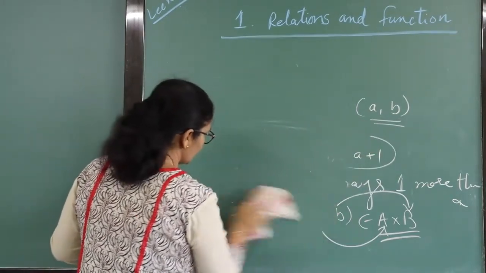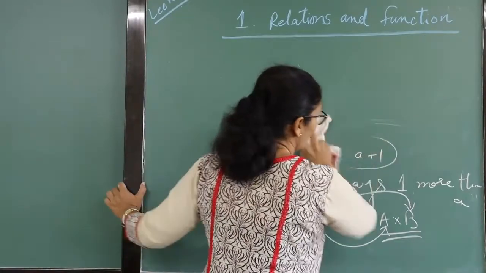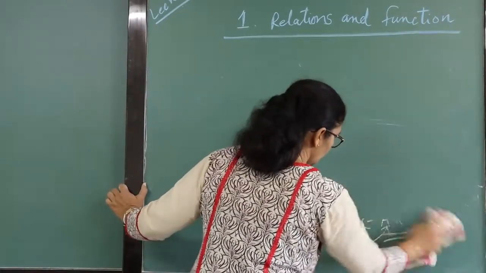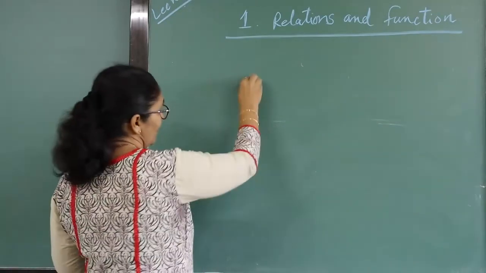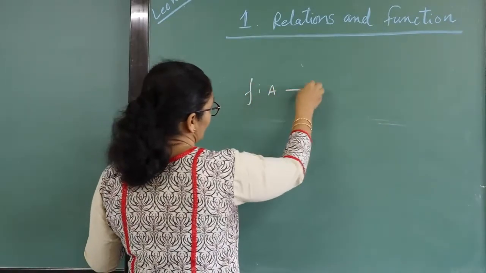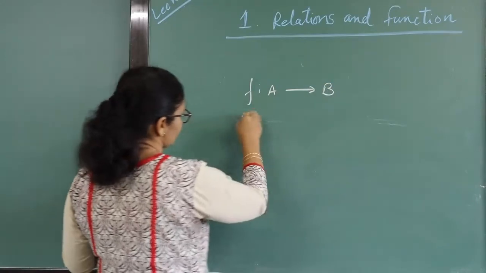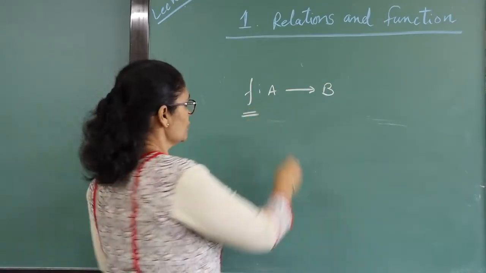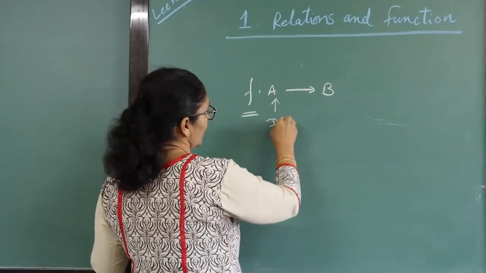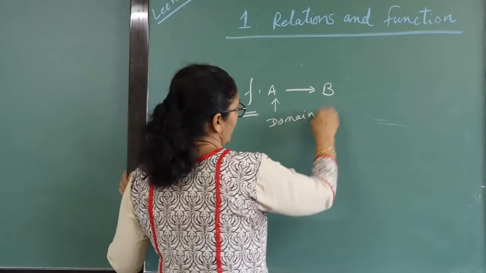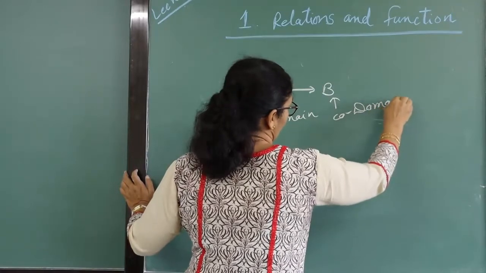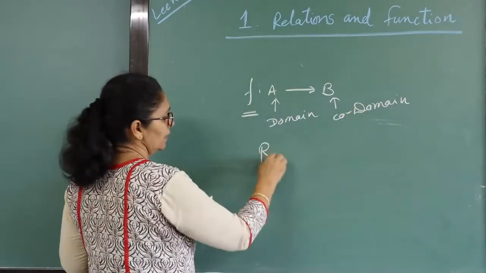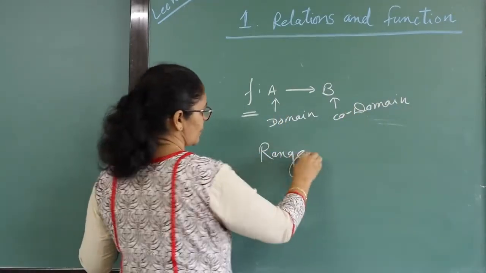But now what is function? That also we have discussed, and a few more things we discussed in 11th standard. We mention function this way, f from A to B. F stands for function. This is your domain and this is codomain. One more word you learned in 11th class, that is range.